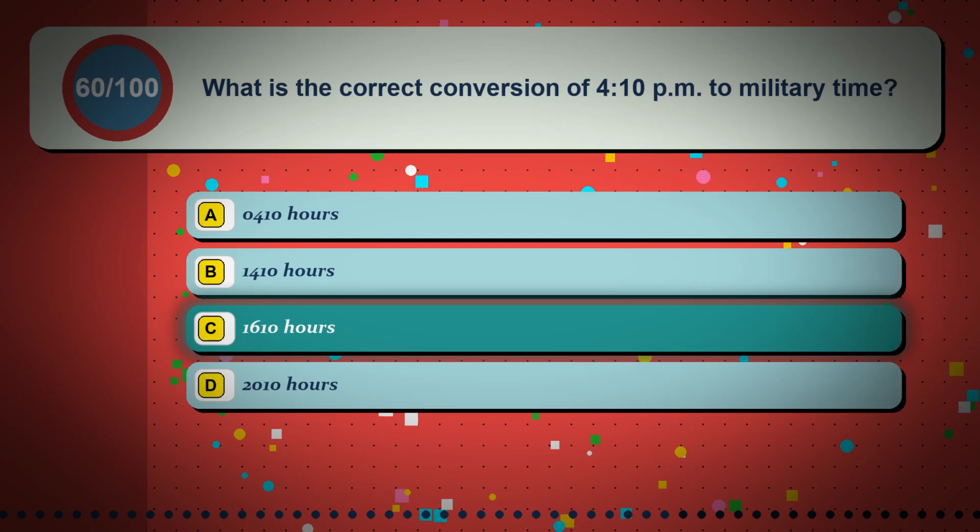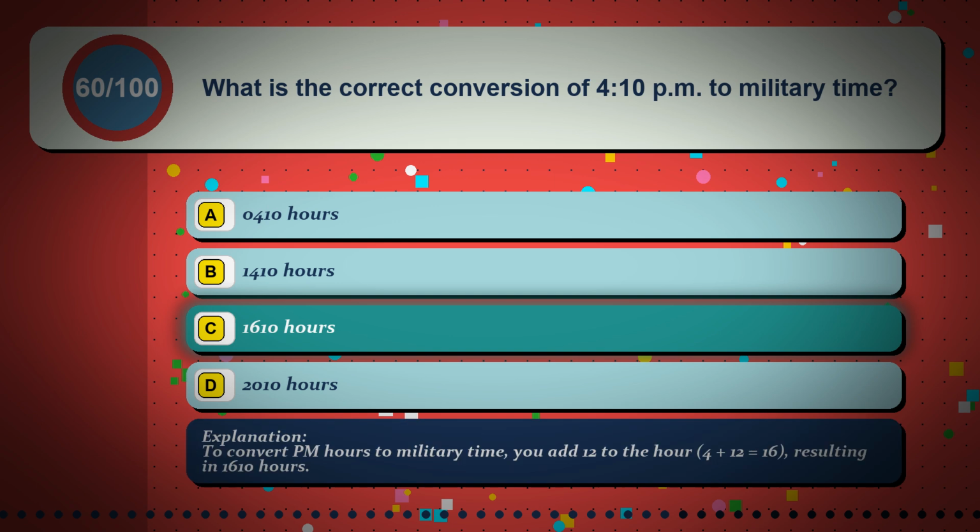The correct answer is option C, 1610 hours. To convert PM hours to military time, you add 12 to the hour. 4 plus 12 equals 16, resulting in 1610 hours.